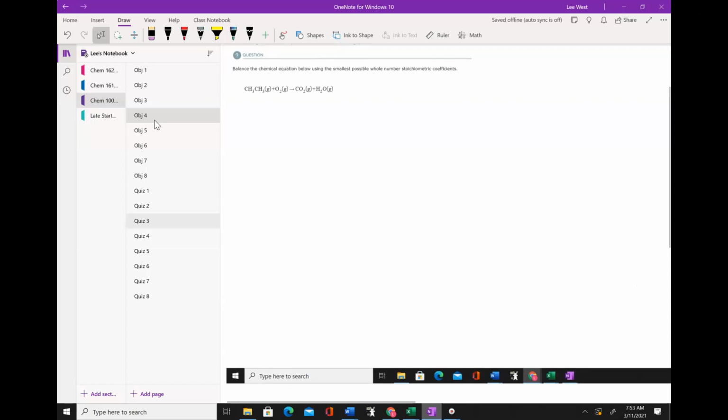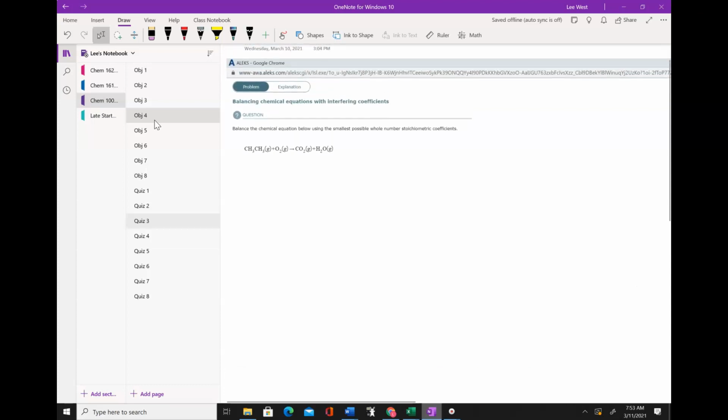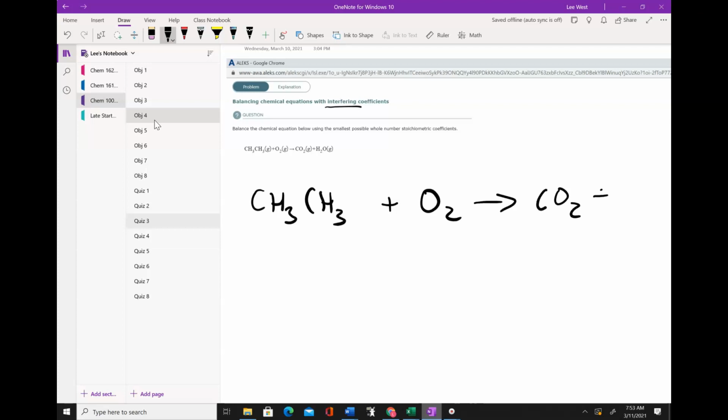Okay. Balance the following, and sure enough, there it is, interfering coefficients. Alright, so we've got CH3 plus O2 gives CO2 and H2O, and this is a classic combustion reaction, a reaction involving oxygen that goes on to form an oxide. Okay, so let's just start balancing left to right.